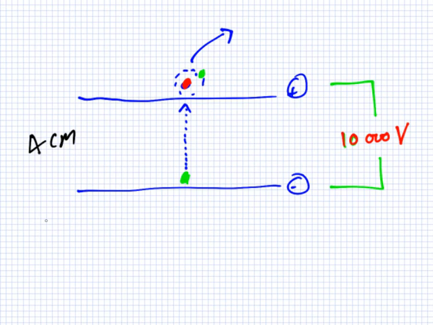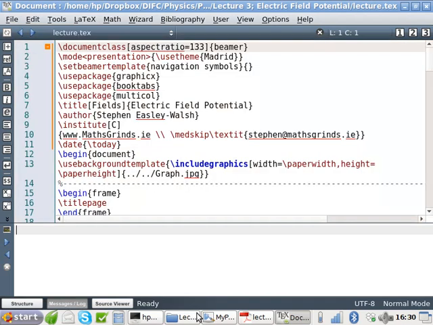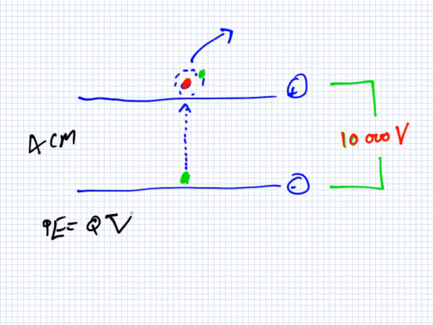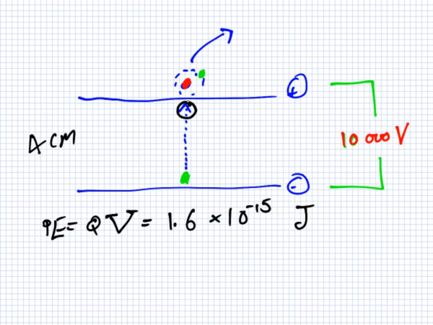So firstly, let's get the potential energy at the bottom. That's equal to QV, which is equal to, let me see, we put in the numbers. Oh yeah, I know the voltage. So when you put in the charge of an electron and the voltage of 10,000, you get 1.6 times 10 to the minus 15 joules. That will equal the kinetic energy up here.